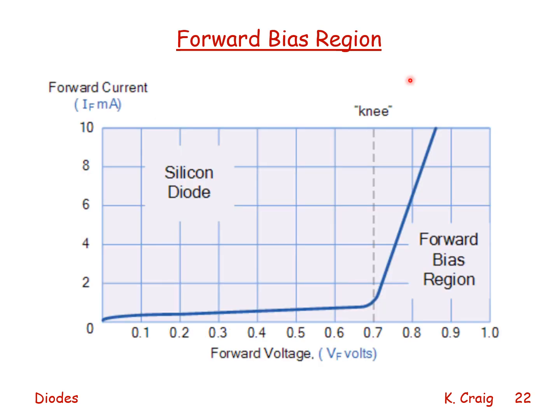In the forward bias region for a silicon diode, when voltage is applied, very little current flows until the voltage gets to be about 0.7 volts, at which point significant current will start to flow. That represents the knee of this forward bias region. And we see the values of the forward current in this forward bias region.